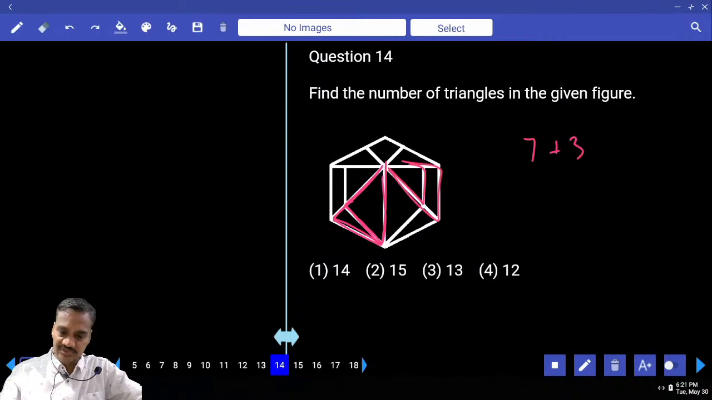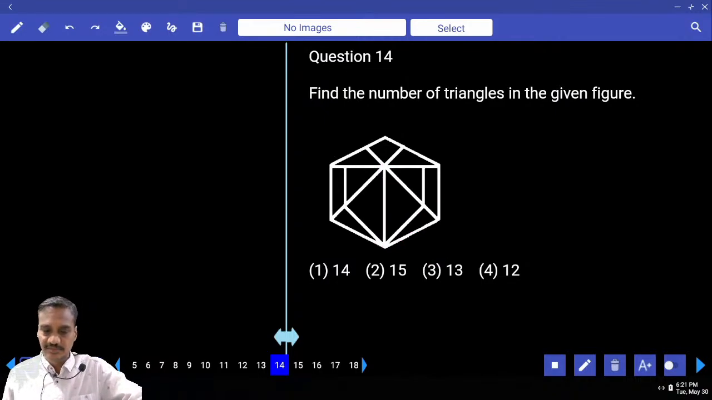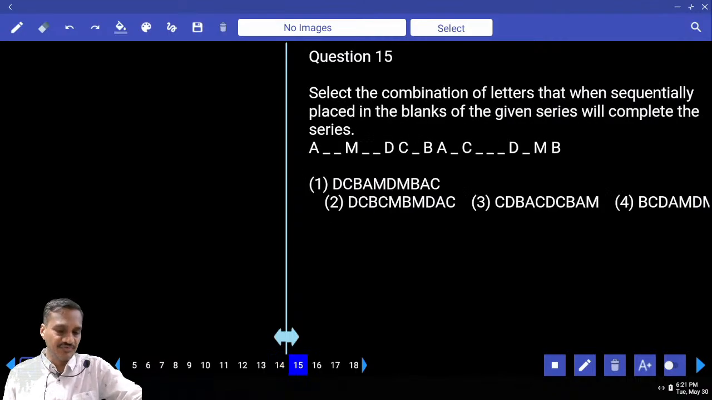And the next one is so much. Now this is 1. Now this is 2. And this is the third one. Clear? And 7 plus 3 plus 3, total 13. 13, choice 3. If we combine the figure, we don't get a triangle, it's a 4-sided figure. And 13, choice 3.